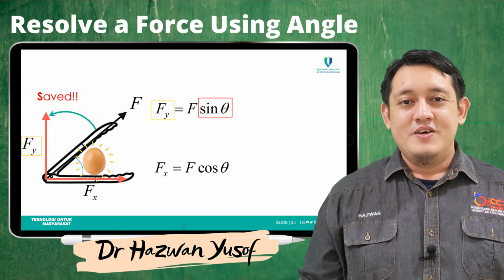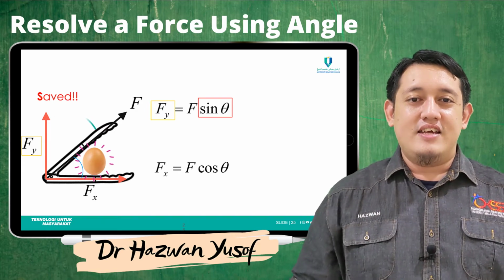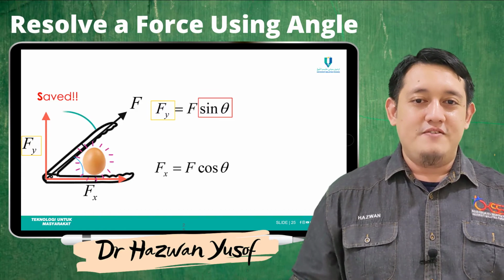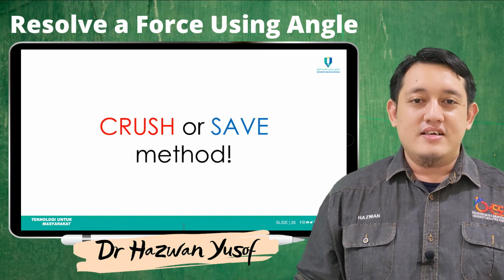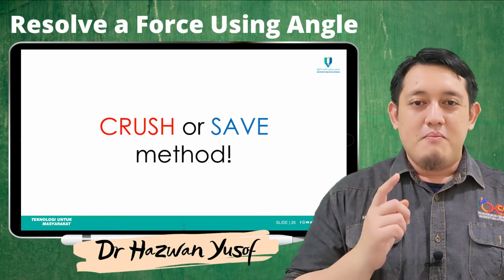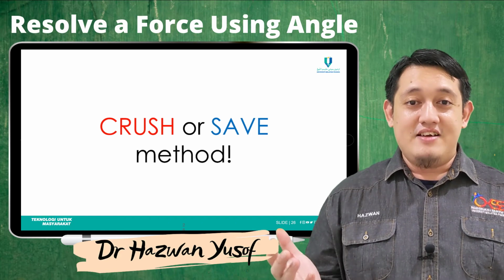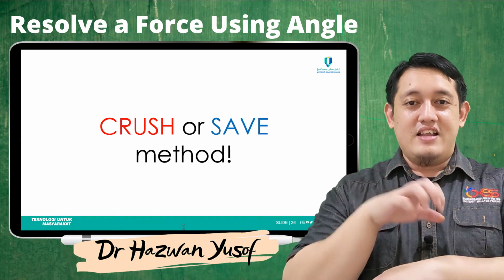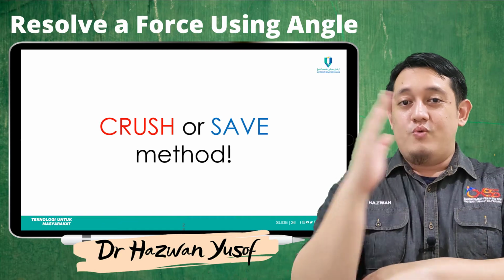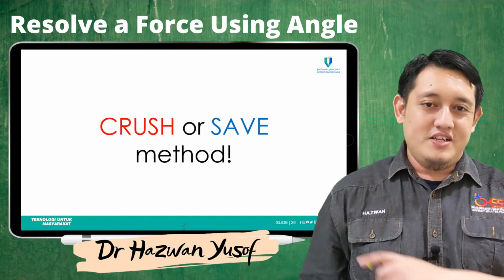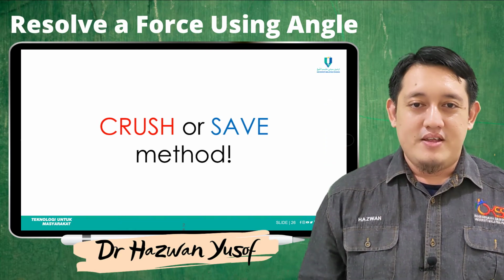That's it. So, this is the method that I created since 2015, and I call it the crush or save method. Imagine again, force, angle as an egg, whether we crush or we save the egg. So it is the crush or save method.